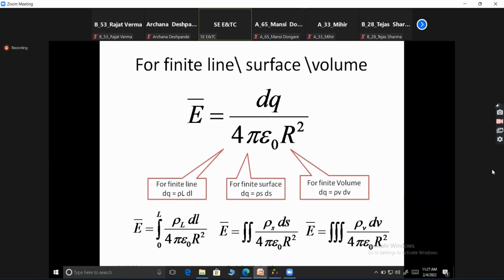Now, if you are going to find out field intensities because of different distributions of the charges, then this is the formula.